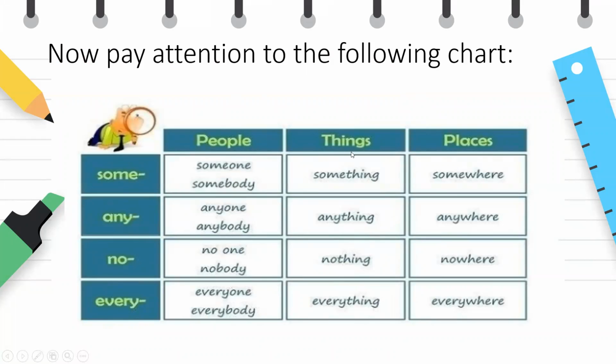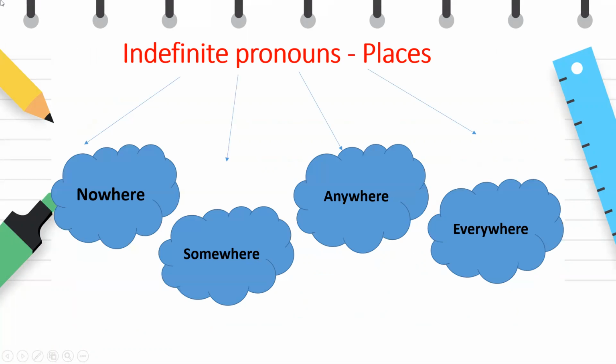When we talk about things, the indefinite pronouns are something, anything, nothing, or everything. And when we talk about places, the indefinite pronouns are somewhere, anywhere, nowhere, and everywhere. So today, we're going to focus on indefinite pronouns used for places. And as we already said, they are nowhere, somewhere, anywhere, and everywhere.